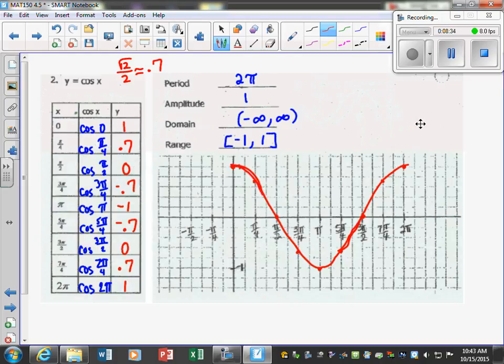Okay, so this is a somewhat parent graph for your cosine, where the period is 2 pi. So from here all the way around the unit circle is 2 pi. Amplitude is once again 1, which is hard to see here. This is a 1 and this is a -1. Domain, because this can extend forever and ever in both directions, negative infinity to positive infinity, and the range is the y value from bottom to top is -1, and the highest y value is 1. So range is -1 to 1.